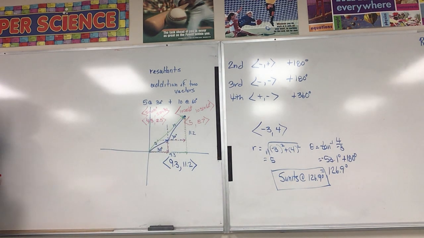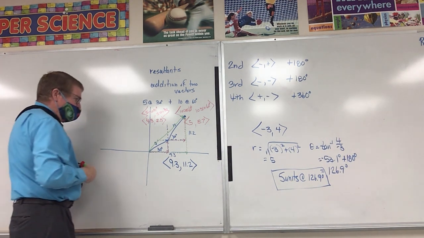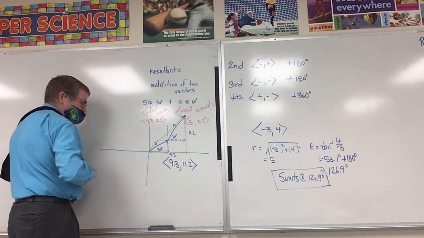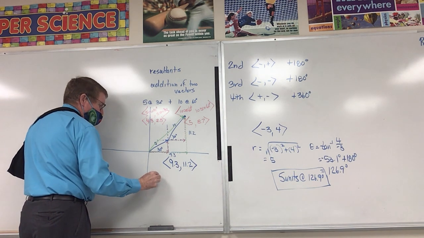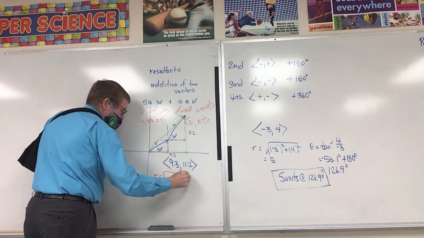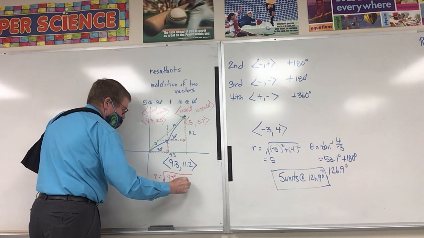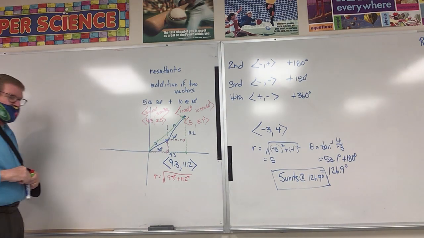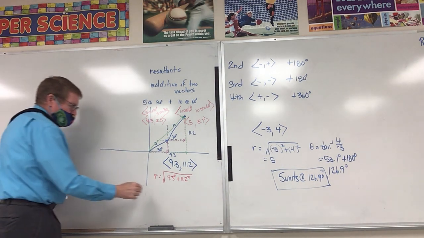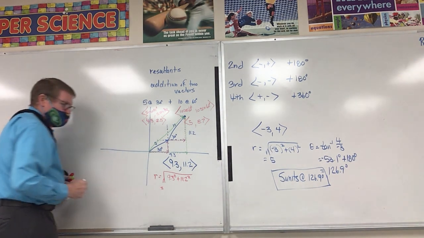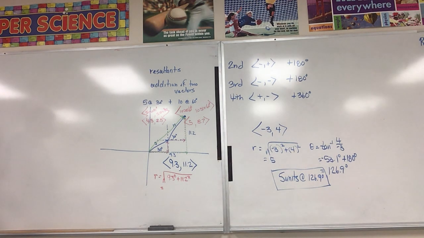Well, let's say I don't want it in coordinate form. I want to put it back into vector form. Well, how do I find my r? Pythagorean theorem. All right, which is the square root of 9.3 squared plus 11.2 squared. Which is 14.6.